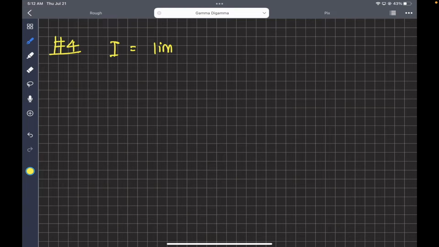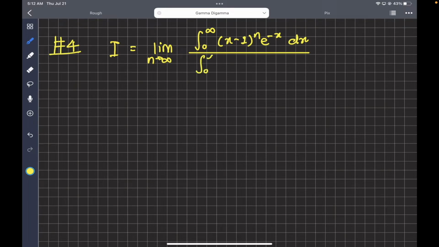it's a limit actually. Limit as n goes to infinity, integral 0 to infinity (x minus 1) to the n e to the minus x dx divided by integral from 0 to infinity x to the n e to the minus x dx. Well, one thing to do is we can simplify the numerator a little bit.